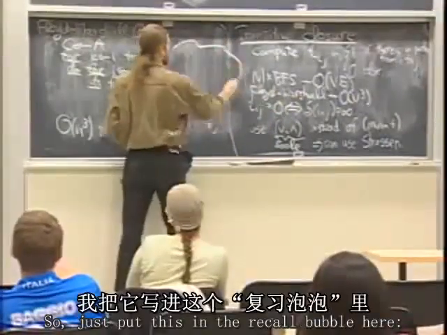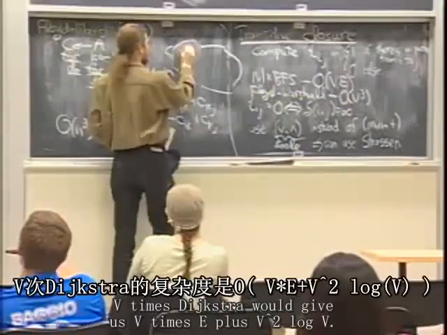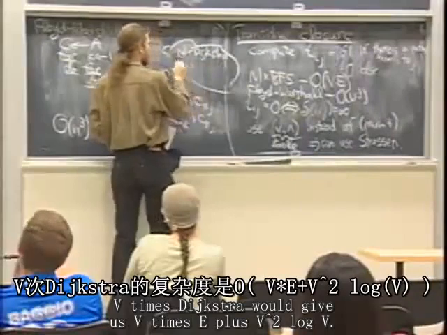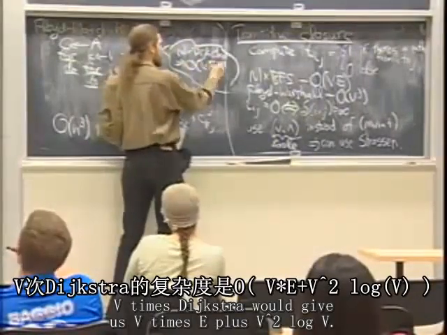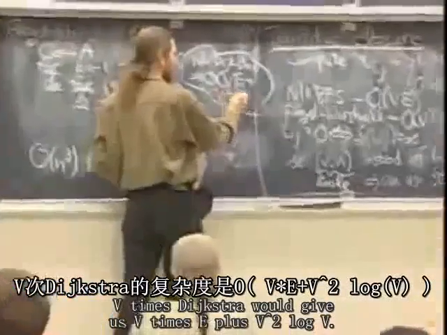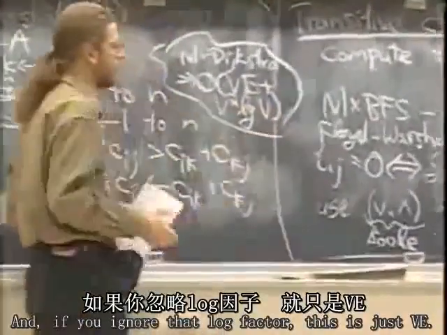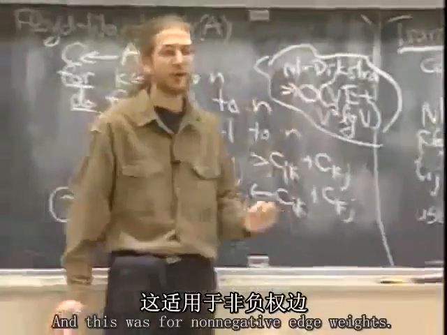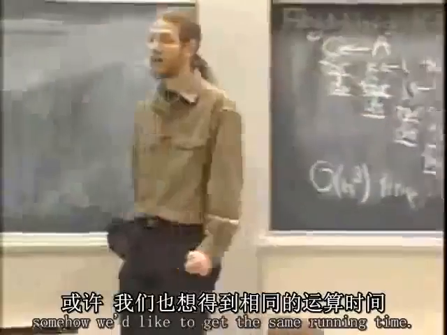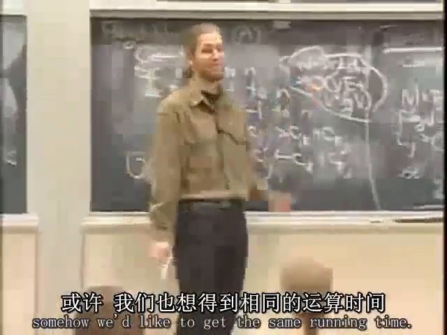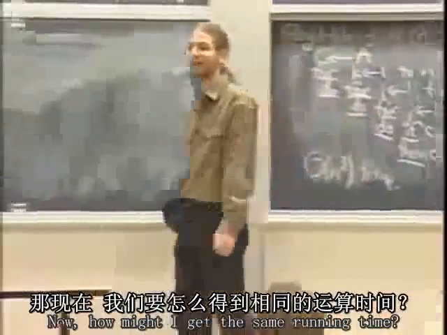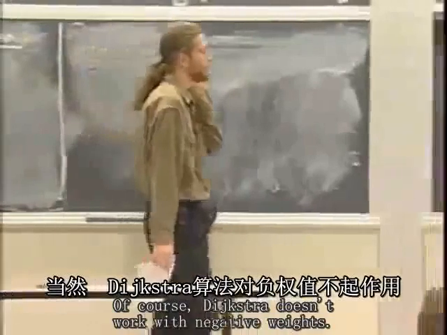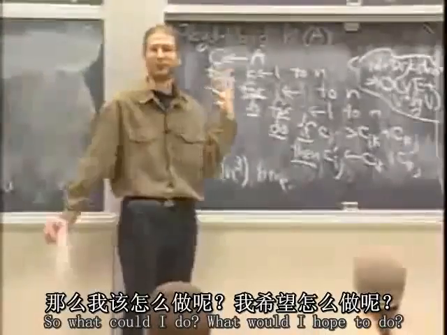If you remember, running V times Dijkstra was about the same. So just put this in a recall bubble here: V times Dijkstra would give us V times E plus V squared log V. If you ignore that log factor, this is just VE. So this was really good. Dijkstra was great, and that was for non-negative edge weights. With negative edge weights, somehow we'd like to get the same running time. Now, how might I get the same running time? Well, it would be really nice if I could use Dijkstra. Of course, Dijkstra doesn't work with negative weights. So what could I do?